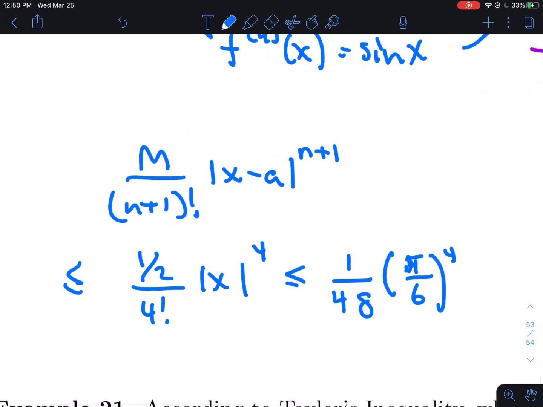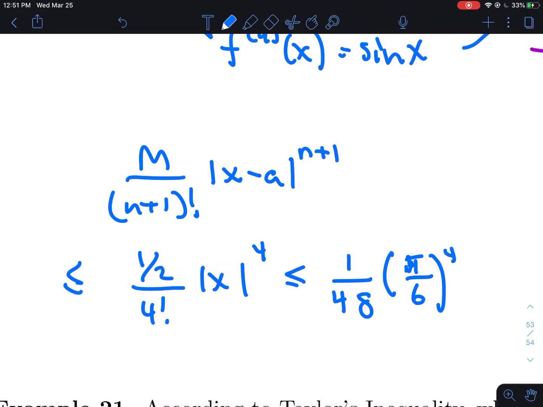So instead of m, I plug in 1/2. Instead of my n plus 1 factorial, n was 3, so I'm going to do 4 factorial. And then I'm going to have x minus my center. I found out that my center was 0. So the absolute value of x raised to the 4th power.